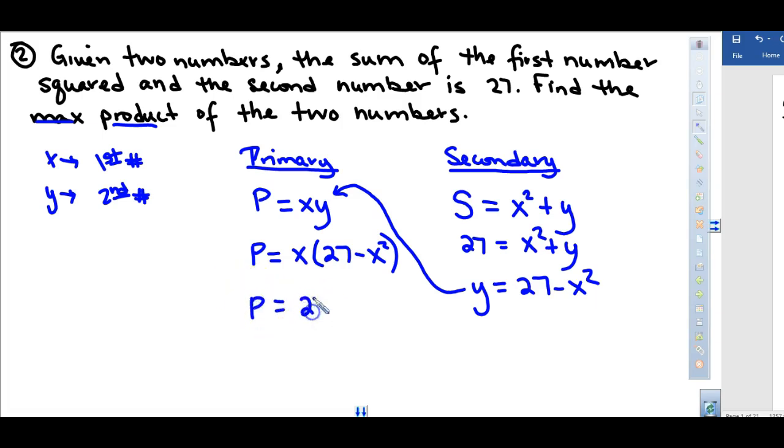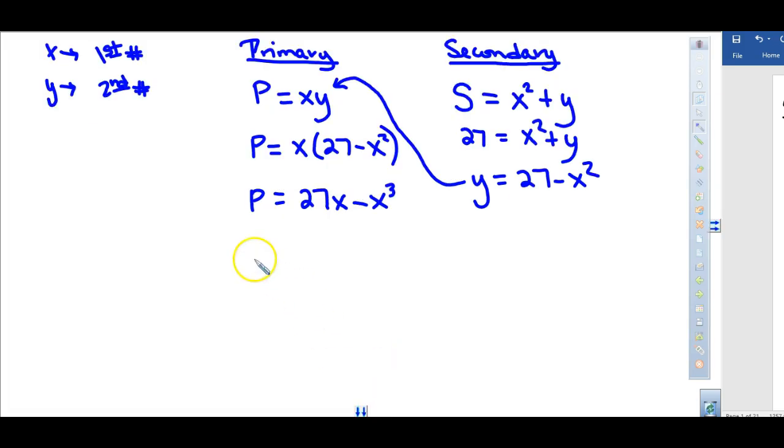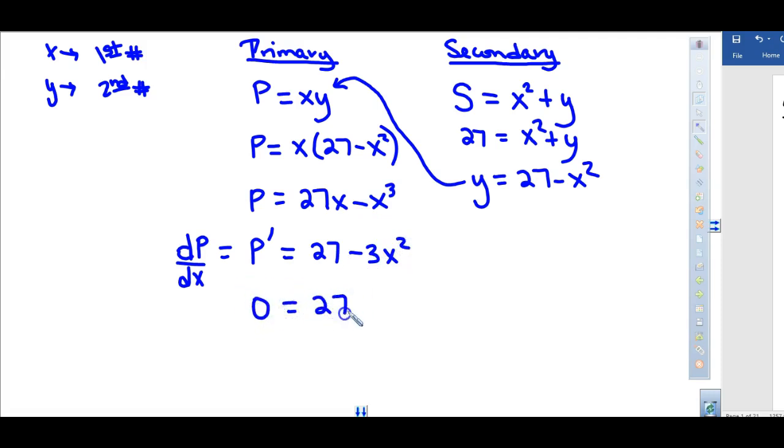Alright, so p equals 27x minus x cubed, and I'm going to get the derivative of the product with respect to x, which I can write as dp/dx, or I can write as just p prime, is equal to 27 minus 3x squared. Set that equal to 0. Solve for x.